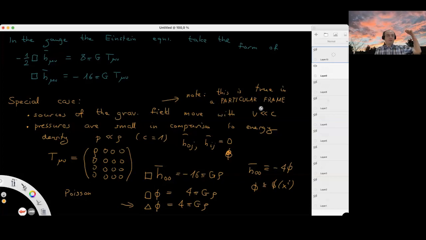So we have justified the choice of the constant here in the Einstein equations being 8 pi G. Do you have questions here?